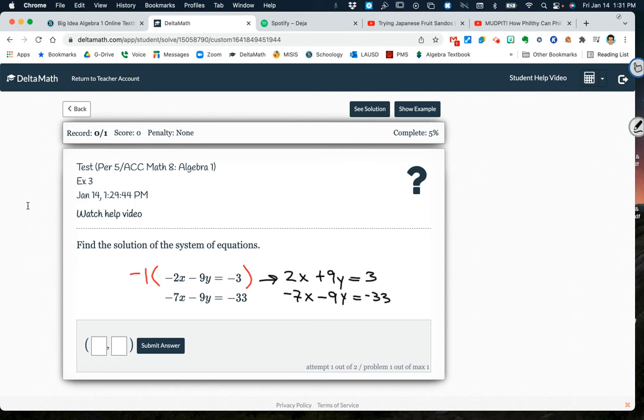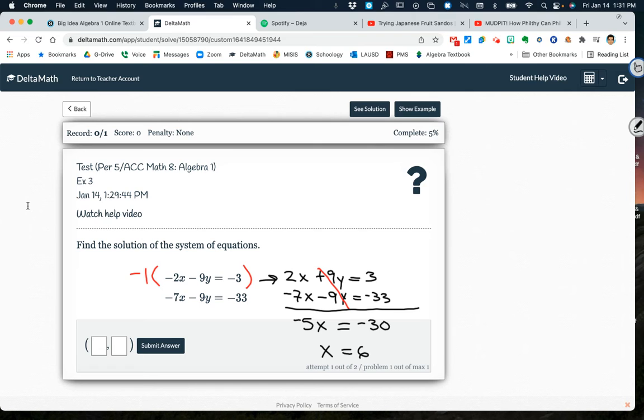Okay. So we got that. And we did all of this because now we have 9y in the top equation, negative 9y on the bottom. They zero out. And we have negative 5x equals negative 30. Okay, so now all we have to do is divide by -5, so x equals 6.